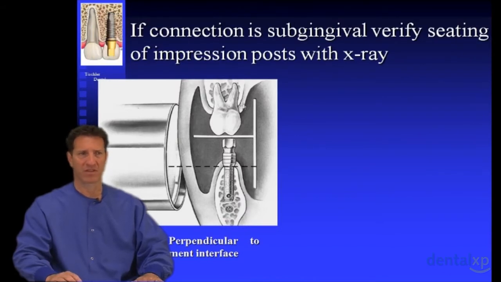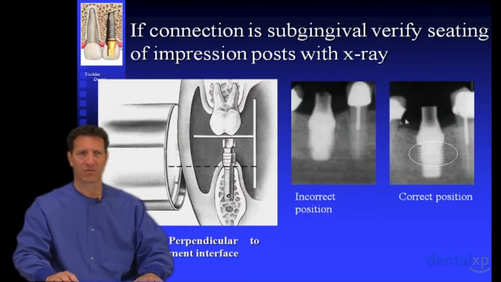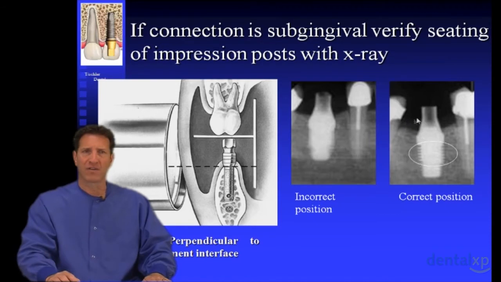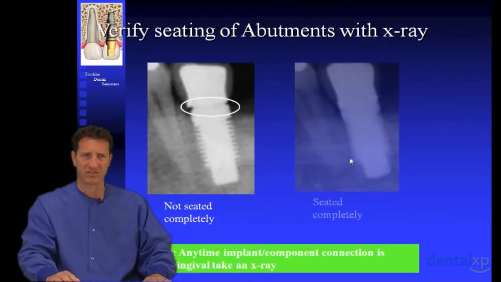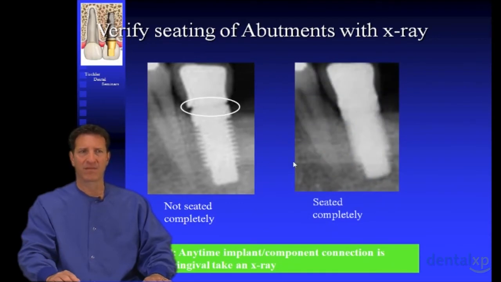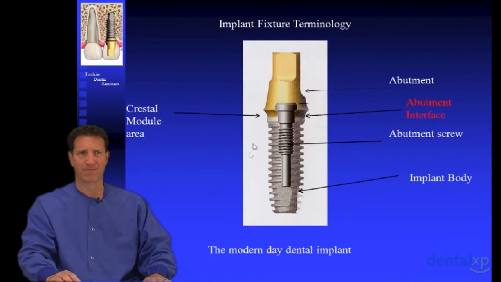So I use both. One thing you do want to do is take a radiograph of the abutment seated at some point, or the impression coping, to verify that there's no gap here. Because if you have a gap and you take all your impressions, then the whole case will be off. So you want to take a very parallel x-ray there. So that's the abutment. We have the body, the abutment.